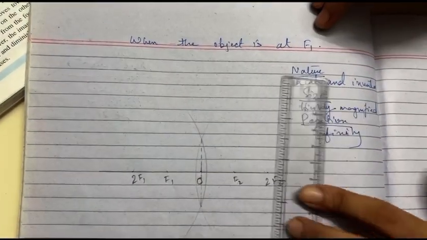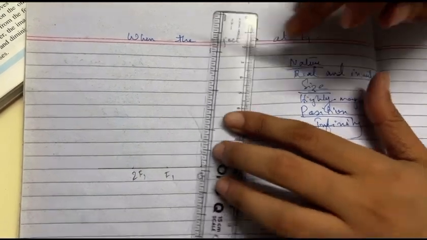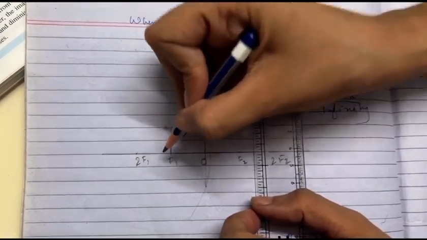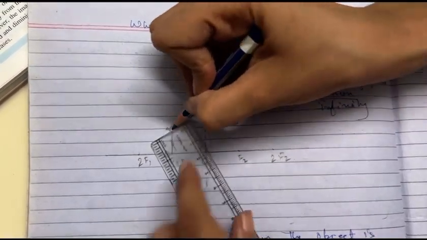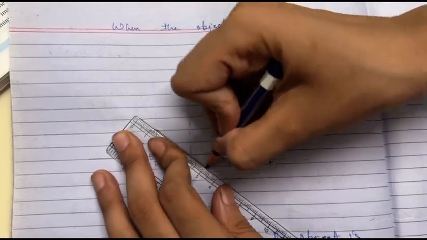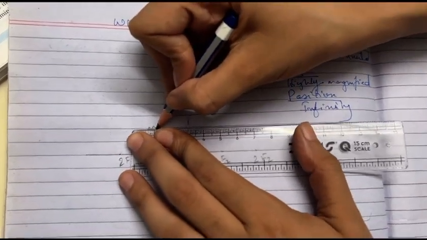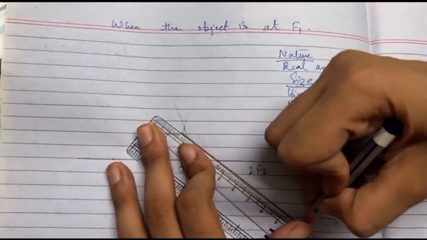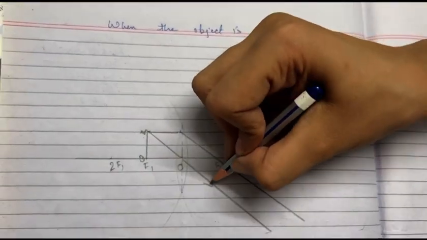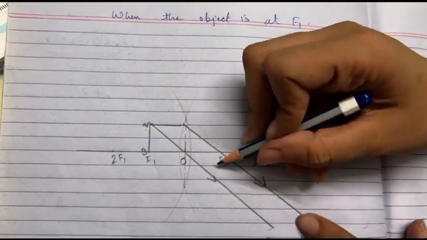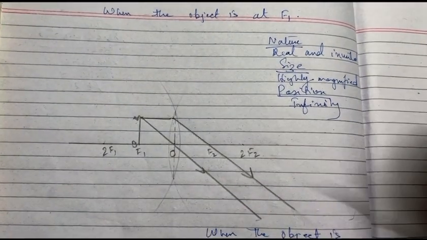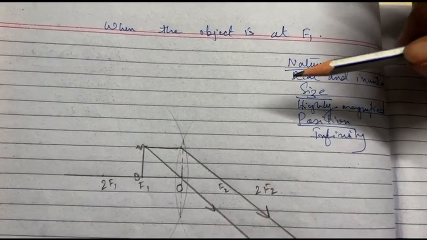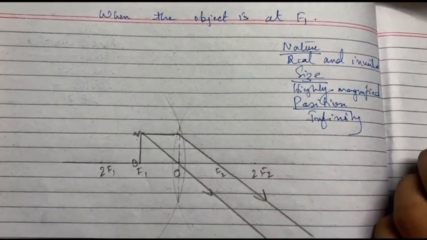When the object is at the focus or F1, we shall draw the object A, B. Again, one ray will pass through the optical center, another ray parallel to the principal axis. Therefore, it will also pass through the focus, so this is what we are going to get. Can you see? Infinity. Right? These will be parallel. So therefore, nature, real and inverted, size will be highly magnified and the position will be at infinity.